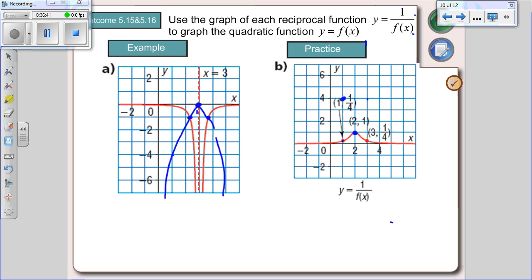I said that there's only 1 point needed to be given to you. I said if they gave you just this point, you'd be able to solve it. So we reciprocated that point. It gave us 4. Now we remember.